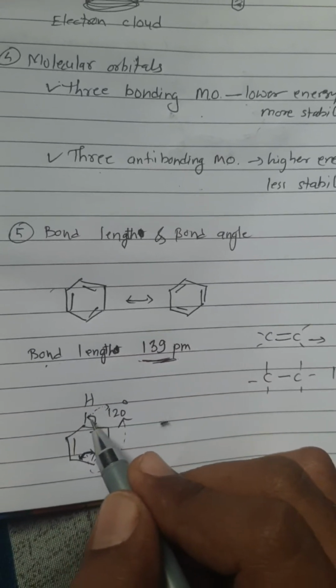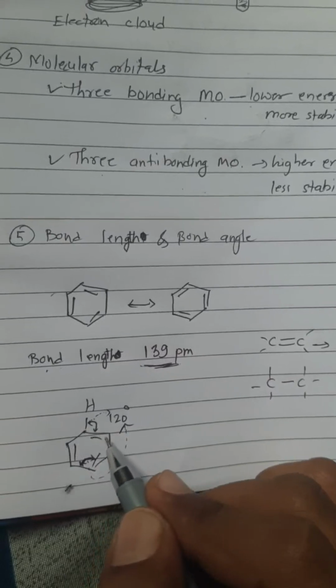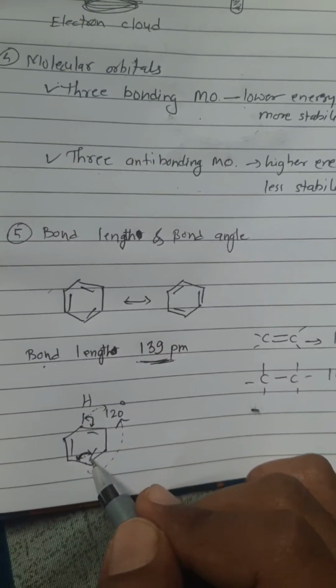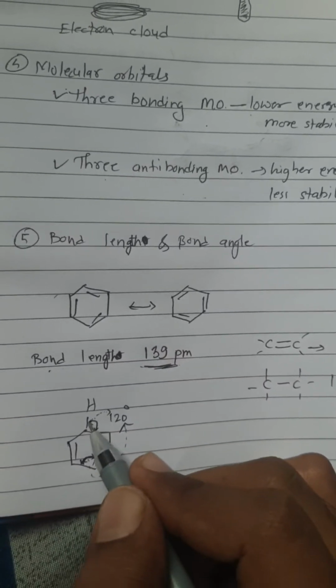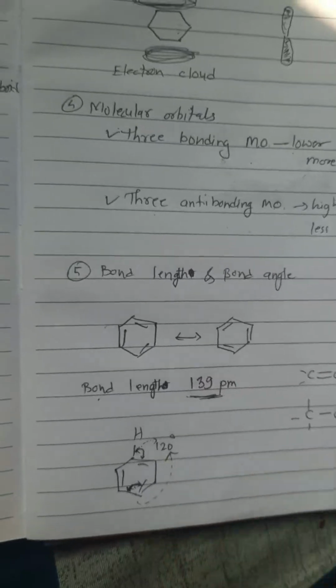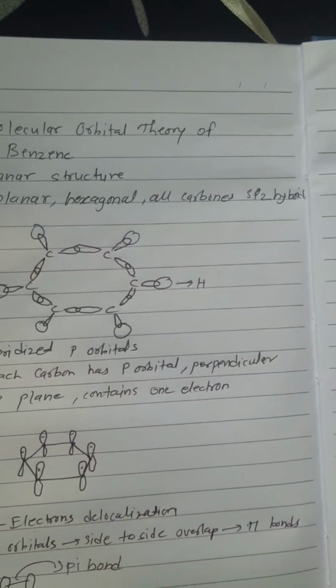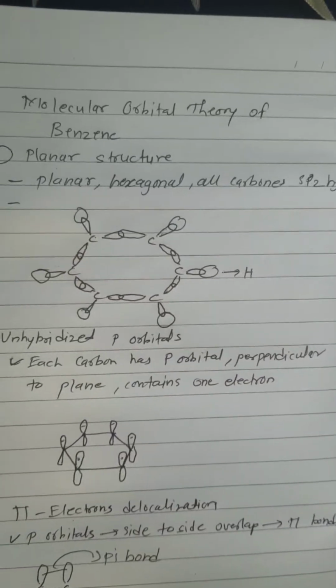As far as the bond angle is concerned, the bond angle is 120 degrees between carbon-carbon and also the carbon-hydrogen bond. So this is the molecular structure of benzene.